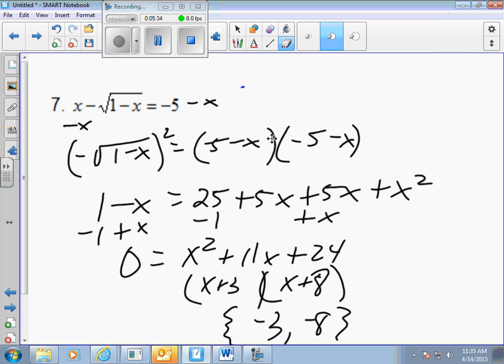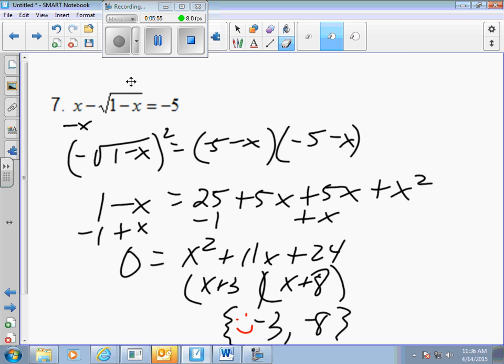Again, we have to check for extraneous roots. I'm plugging it back into the original. If I put in -3, minus 1 minus -3, minus negative makes it plus. So I have the square root of 4 is 2. -3 minus 1 is -4. So this one works. So we're going to put a happy face by that one.